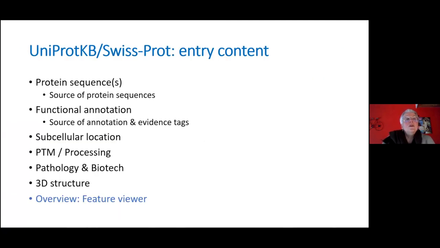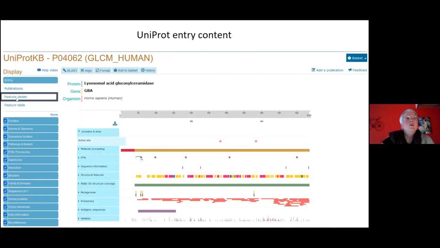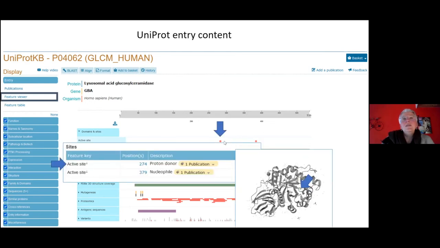An overview is available by using the feature viewer. If you click here, you have access to all the annotation related to the protein sequence, and you have access to the 3D structure, which appears at the bottom. You can click on, for example, the active site. You see the localization of the active site in the protein sequence, and you can see it on the 3D structure.